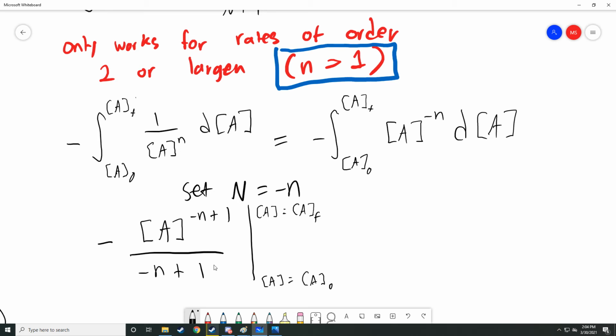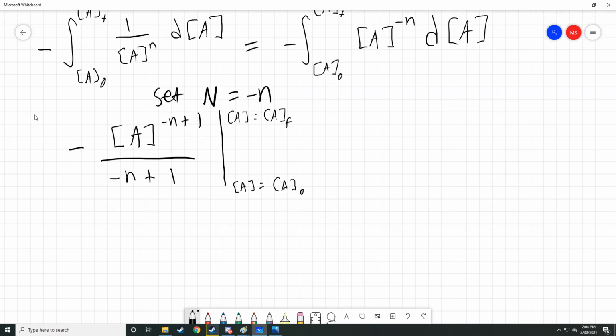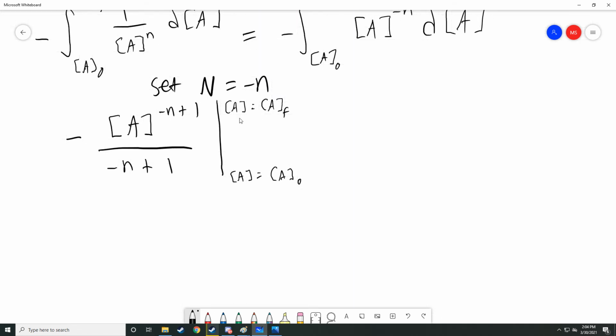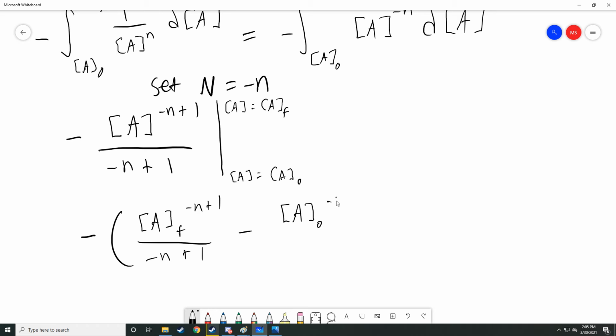So we've integrated this successfully with the stipulation that n is greater than 1. Now let's go ahead and apply our bounds to the integrand. So here we go. This is going to be equal to, I'm going to pull the negative sign out front of the whole thing, and I'm going to say it's equal to A final negative n plus 1 over negative n plus 1, minus A naught negative n plus 1 over negative n plus 1.